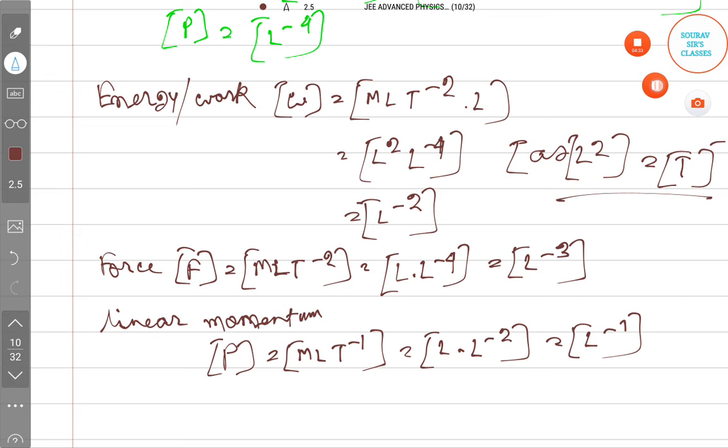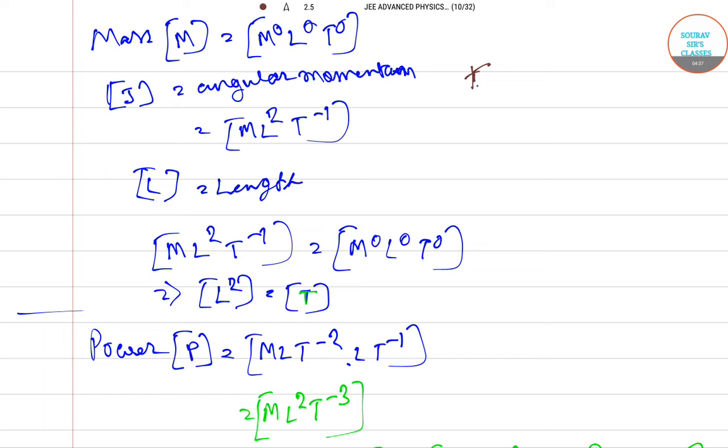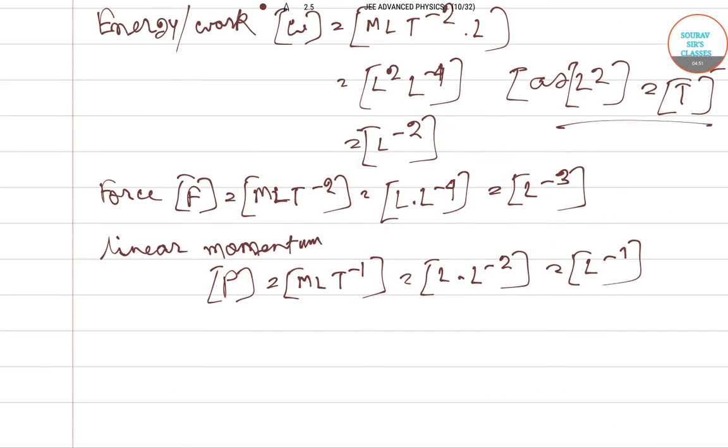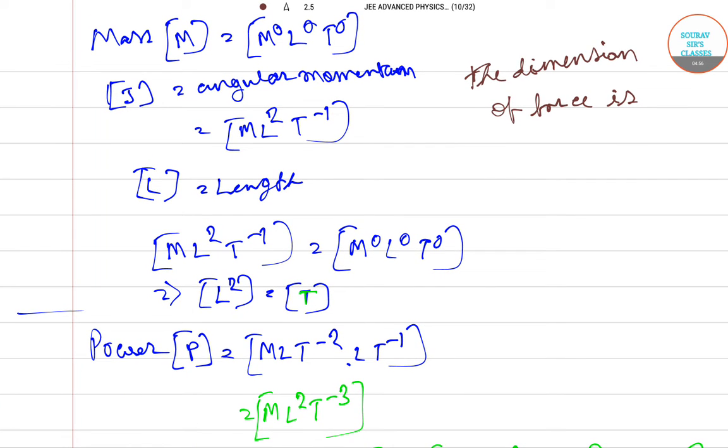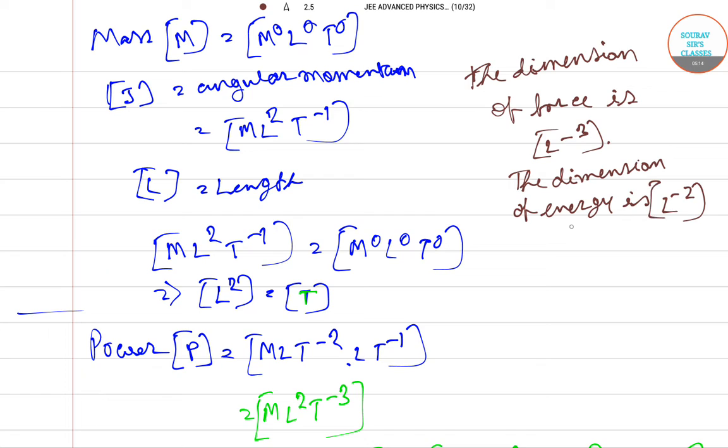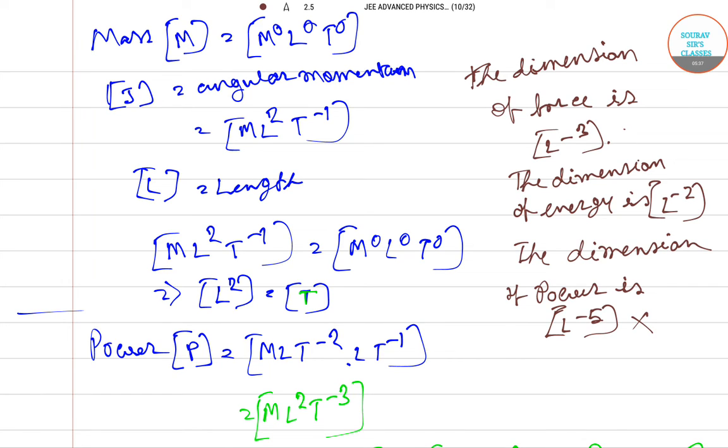So from the question, the dimension of force is L to the power minus 3, and the dimension of energy is L to the power minus 2, and the dimension of power is L to the power minus 5 is incorrect. The dimension of force is L to the power minus 3 is correct.